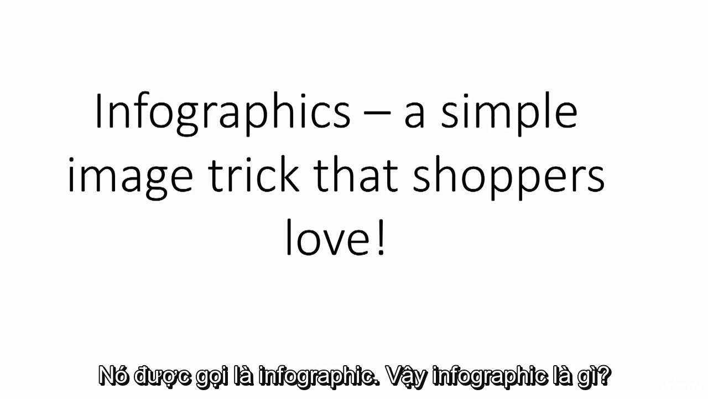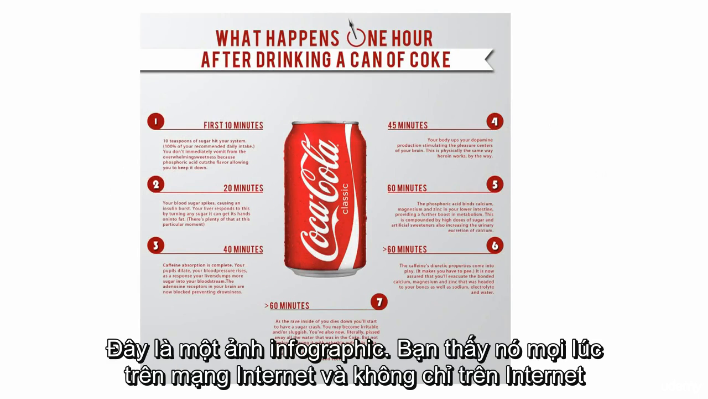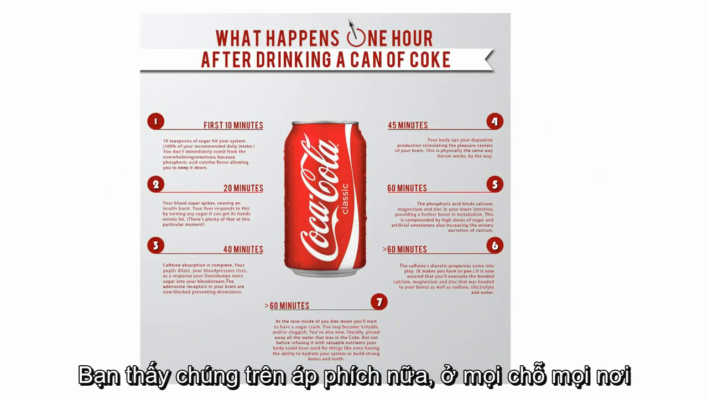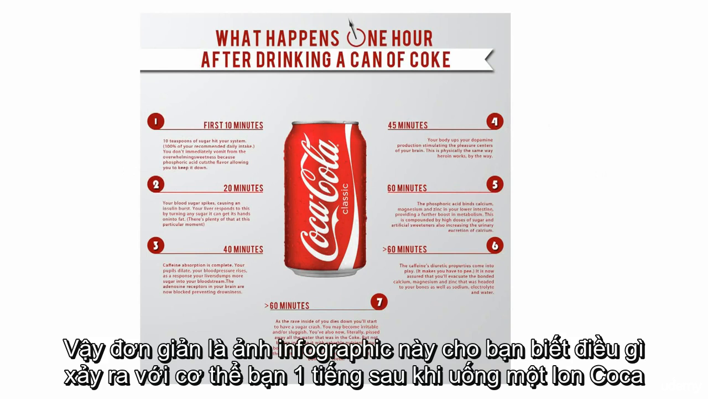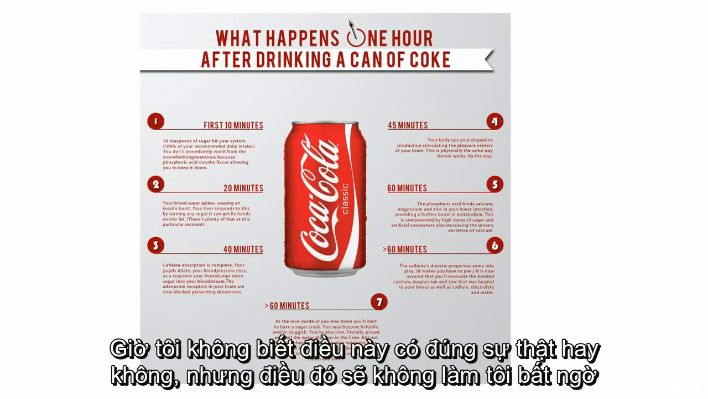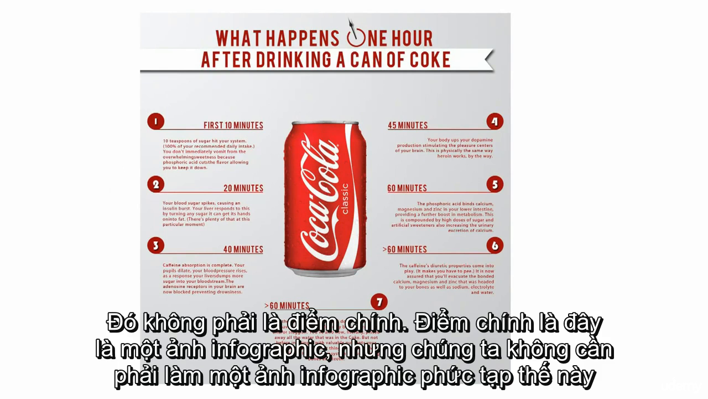So what exactly is an infographic? Well, this is an infographic here. You've seen them all the time. You see them all over the internet, and not just on the internet. You also see them on posters offline as well. You see them all over the place. So basically, this infographic is just telling you what happens to your body an hour after drinking a can of Coke. Now, I don't know if this is factually correct or not, but it wouldn't surprise me at all. Anyway, that's not the point.